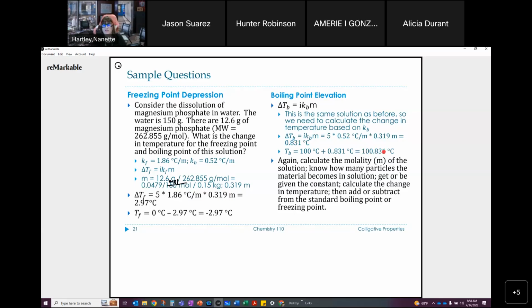Awesome. The process has not changed. We calculate the molality. We have to know how many particles we get from that material. So we need to know what the formula is. And then we can calculate this based on the information that we have from the tables. Whatever values that we've been given, we can do that. So are there questions about that?